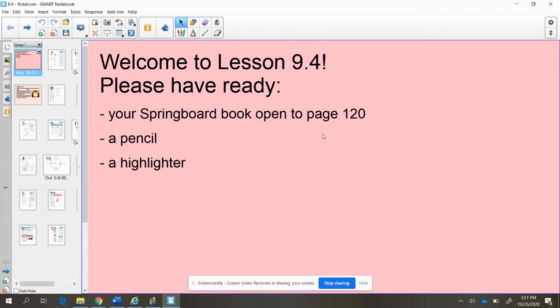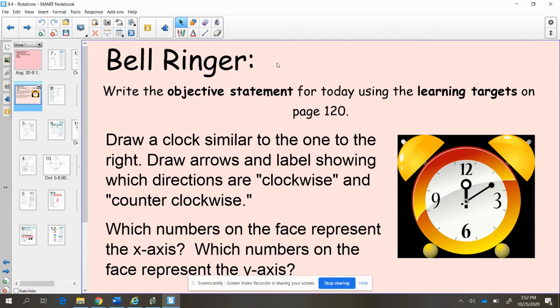Everyone, today we are talking about lesson 9.4 and the last of our rigid transformations, which are going to be rotations. And this starts on page 120 in your Springboard book.